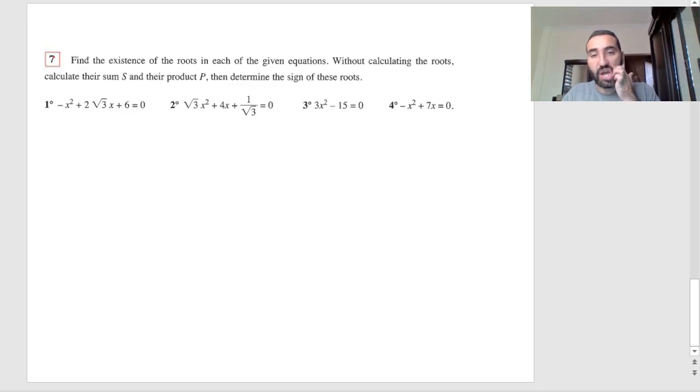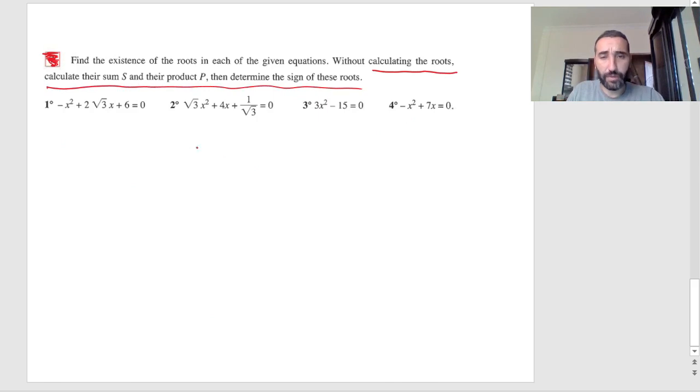Number 1, this question is in a book. Okay, it was number 7 in the Ahliyya book. Anyway, let's look at this question regardless of the question number. Find the existence of the roots in each of the given equations. First, you need to see whether delta is positive or negative. Then, without calculating the roots, calculate the sum and the product and then determine the signs of the roots.